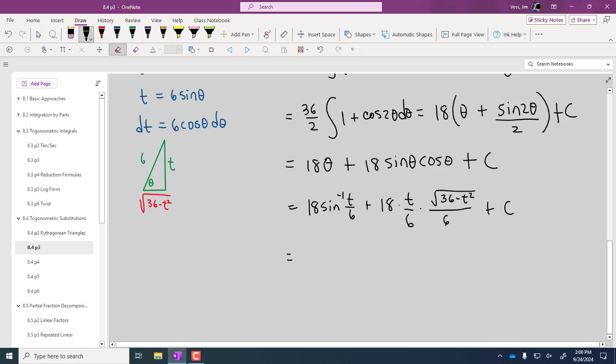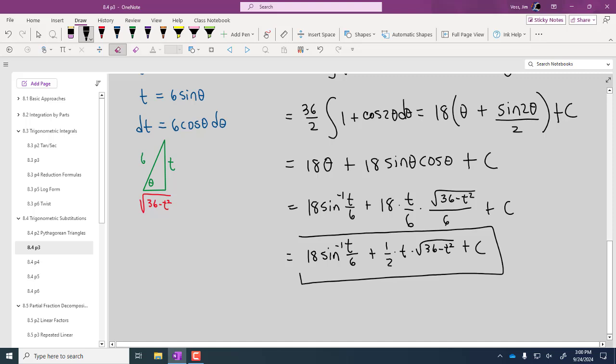And our final answer, and no matter how simple an integral looks, if you're going to use trig sub, it's going to be long. So I think we're going to end up with 1/2. Is that right? 1/2? Yeah, 18 over 36. 1/2 times t times square root 36 minus t squared plus c. Why is it a half? 18 divided by 36? Oh.